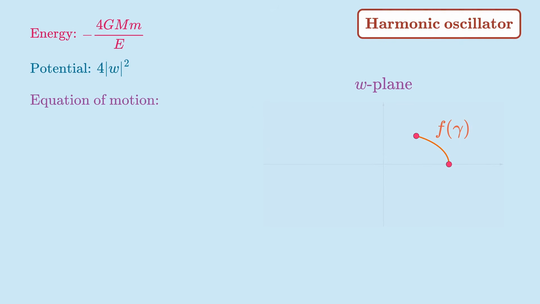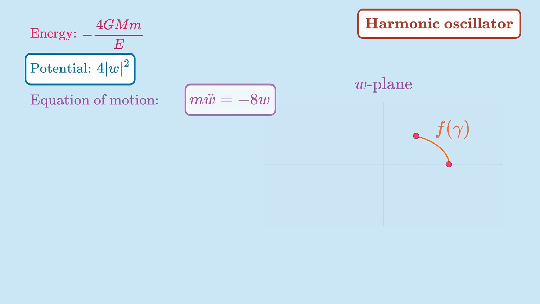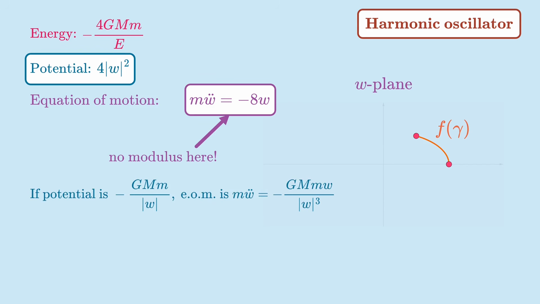The potential is 4 times modulus squared, and the force is the negative gradient of this, which is negative 8w. Importantly, we don't have to use modulus to represent the force. This is really different from other potentials. If the potential was something else like gravity, then the force will involve modulus cubed, with the w in the numerator indicating the direction of this force.